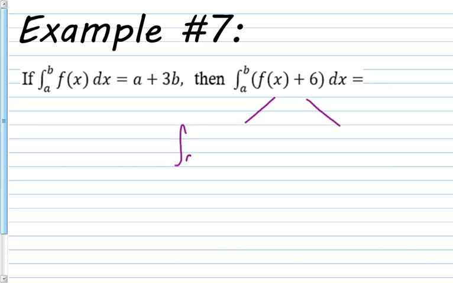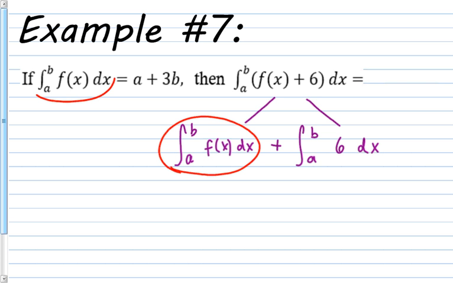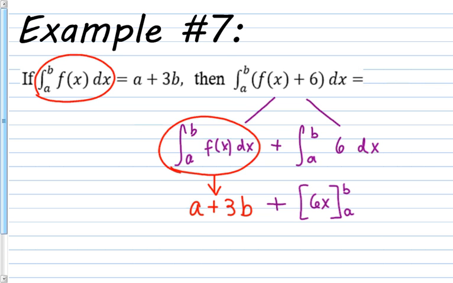You have from a to b of f of x dx plus from a to b of 6 dx. And the idea is that this is the same as this. So we know what it equals. It equals a plus 3b. But then I get to add that to whatever the integral from a to b of 6 is. And so if I integrate 6, I get 6x. And then I just have to evaluate from a to b.